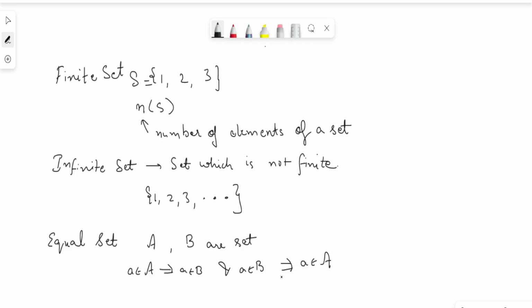right? So basically, if every element of A belongs to the set B and if every element of B belongs to the set A, then the two sets are said to be equal. It means that indirectly we are trying to say that the two sets A and B have exactly same elements. They are exactly same. Let's take an example of equal sets, right?